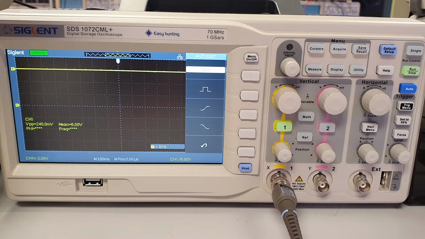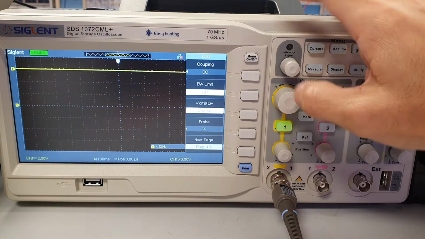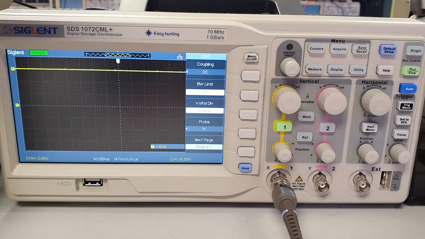Note that every time you press the auto button, the coupling mode is by default DC. Since we are trying to measure DC voltage, there is no need to change the coupling mode of the oscilloscope. The vertical voltage per square division will change accordingly when you press the auto button. Hence, you need to take note of it.